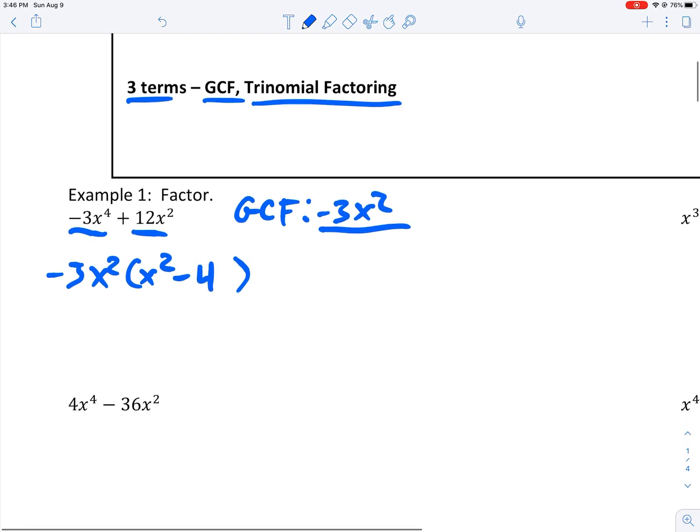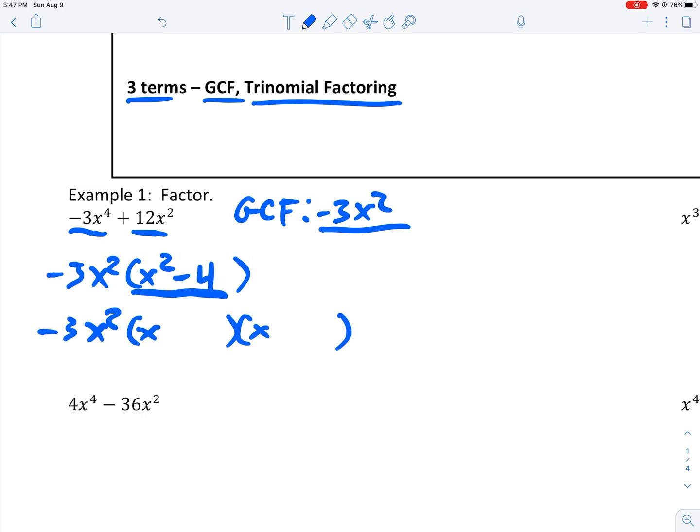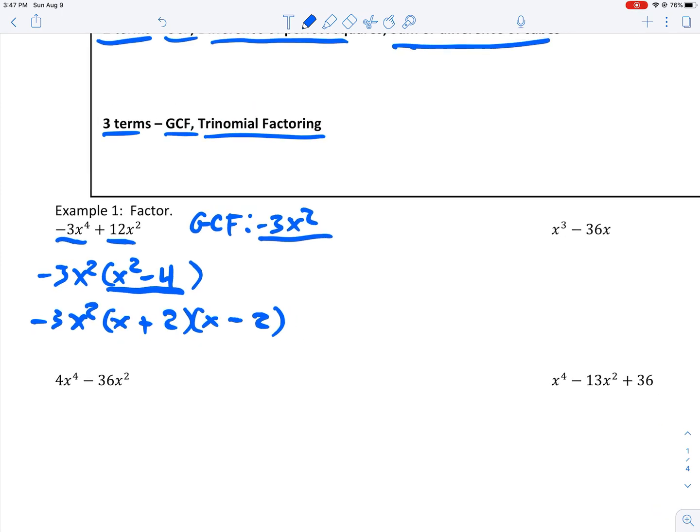Okay. So now, how many terms? 2 terms. No GCF, because we got that out of the way. But that is a difference, and they're both perfect squares. So it's a difference of perfect squares. Remember, that's two binomials. They're exactly the same other than the signs. The only difference is one's plus, one's minus. Doesn't matter which one you say plus or minus. So what do you square to get 4? 2 and 2. So this would be completely factored.